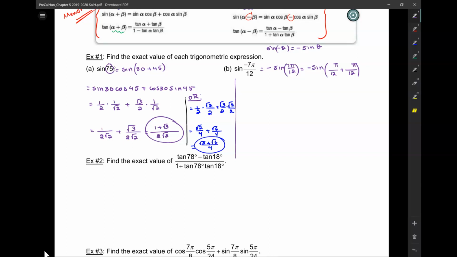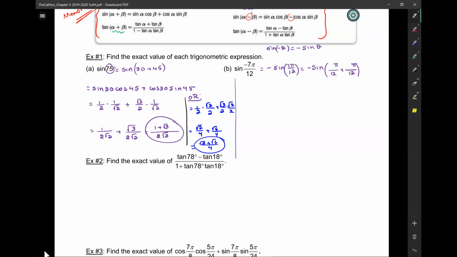Now, I have to come up with two numerators that when I put them with the 12, it will reduce to a special angle. For example, if I do 5 and 2, that adds up to 7, right? But does 5 pi over 12 reduce to a special angle? No, so that's no good. Can I come up with another one? 4 and 3. 4 pi over 12 plus 3 pi over 12, that'll work, right?